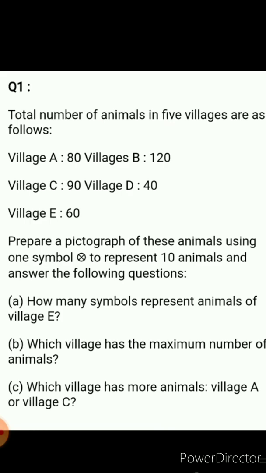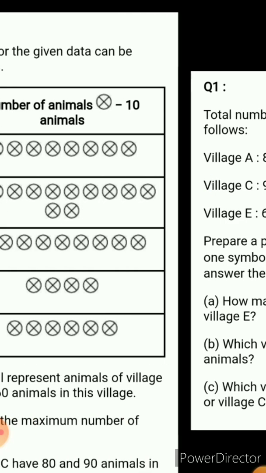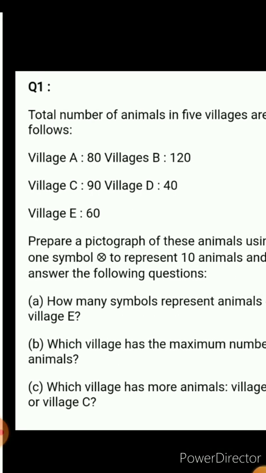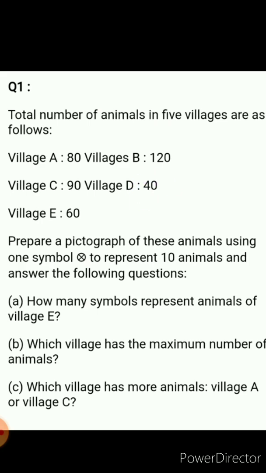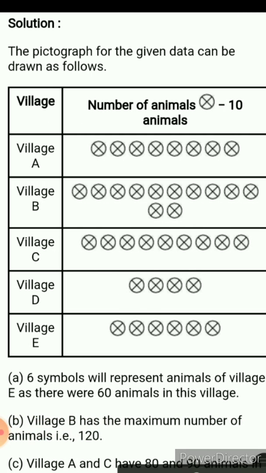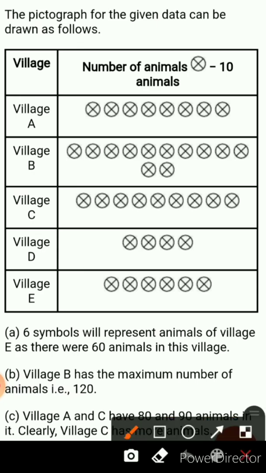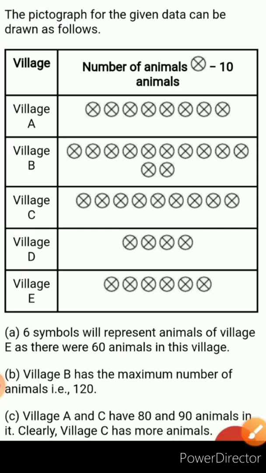For village C there are 90 animals, so we have to draw here 9 symbols. 1, 2, 3, 4, 5, 6, 7, 8, 9. In village D total number of animals are 40, so here we will draw 4 symbols. 4 tens are 40, so 1, 2, 3, 4. In village E number of animals are 60, so here we will draw 6 symbols. 1, 2, 3, 4, 5, 6. So that is your pictograph. Pause your video and draw it in your notebook. After that we have to solve some questions which are given here.